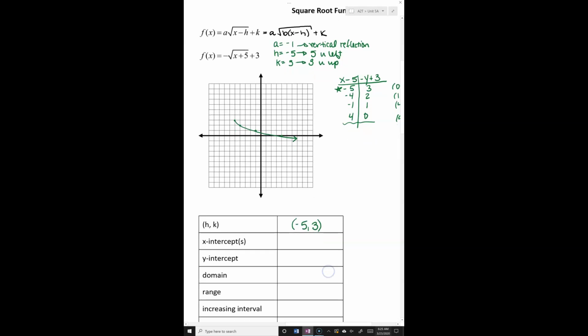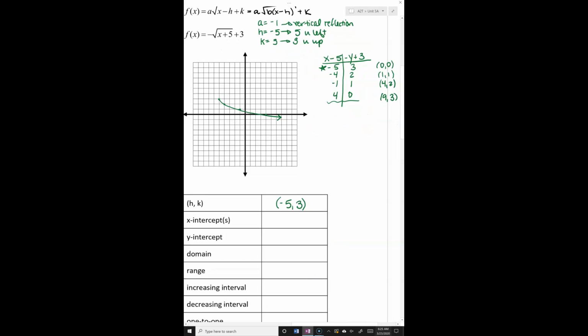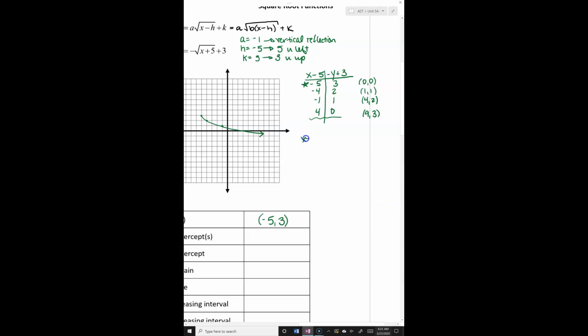Now we do have an x-intercept, but I don't know what that is, so we'll just solve for it algebraically since it's not in our chart. I'm going to plug in 0 for y and solve for x. I'm going to subtract 3 from both sides first, because we're trying to isolate the x and the x is underneath the radical. And then divide by a negative.